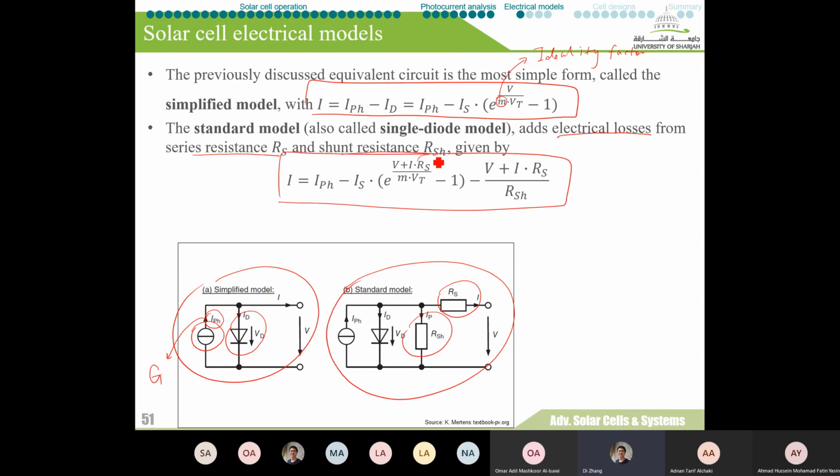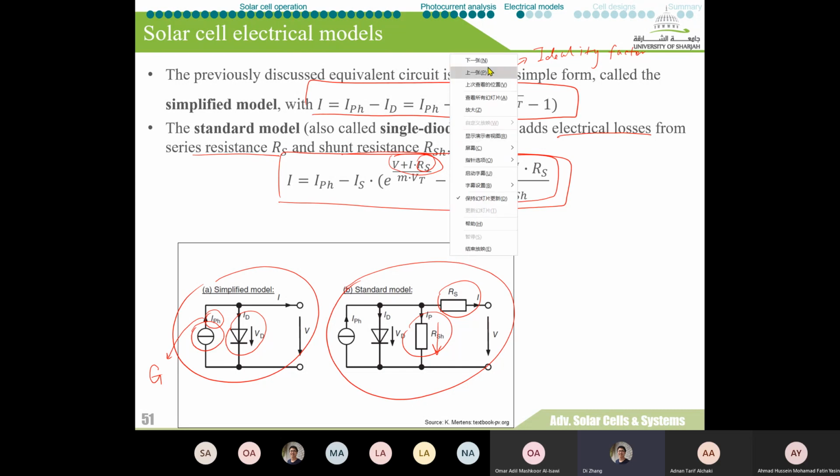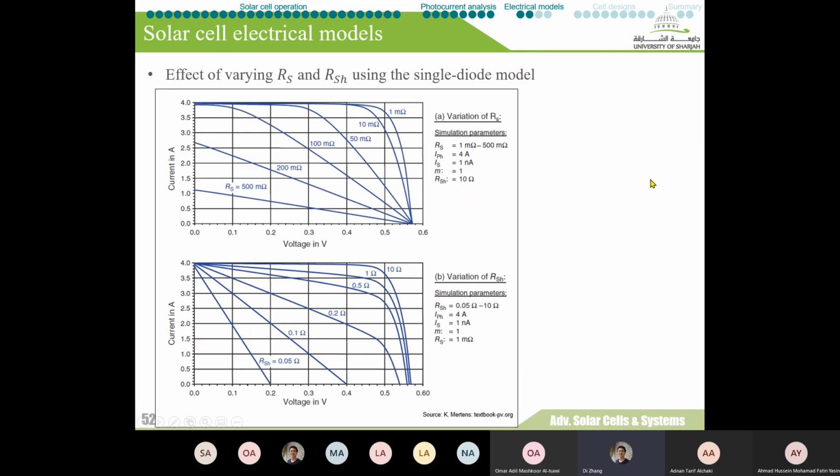Specifically, you can notice that there is an RS in the exponential term, so this will cause a decrease of the output voltage. And in the current term, we have this additional negative term that mainly represents the additional current loss. Both of them will lead to reduced performance of your solar cell. So that is the standard model we also talked about.